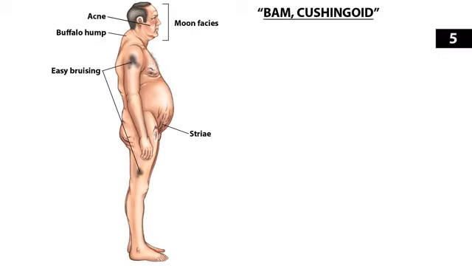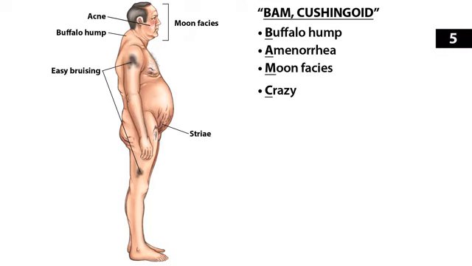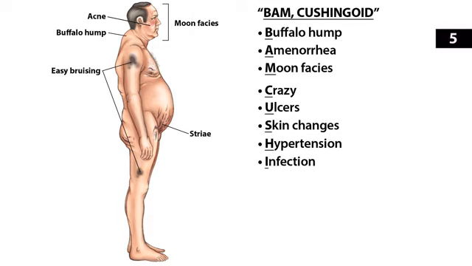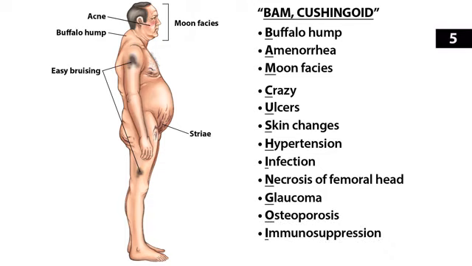All right, to regroup, here's a mnemonic for those signs and symptoms of Cushing syndrome. BAM Cushingoid, to stand for buffalo hump, amenorrhea, moon faces. The C is for crazy, to help us remember the psychosis and agitation that some patients get. The U is for ulcer, as in peptic ulcer. The S is for skin changes like acne, striae, thinning of the skin, and easy bruising. Then there's hypertension, infection, necrosis of the femoral head. The G stands for glaucoma and cataracts, which are both eye problems. Then osteoporosis, immunosuppression, and diabetes.